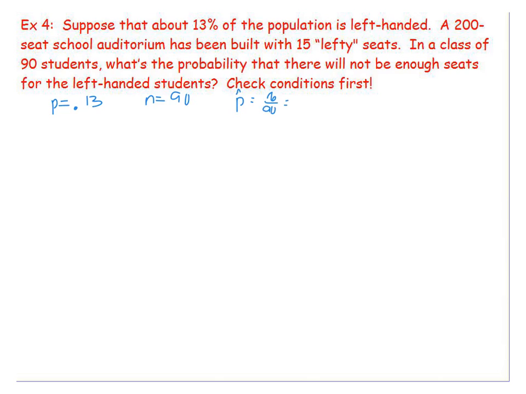If you type 16 out of 90 in your calculator, you should get 0.177. So we're going to round that up to 0.18. I didn't use 15 because 15 would have been enough. But it said, what's the probability there will not be enough? So that means that there's 16 or more lefties in the class.